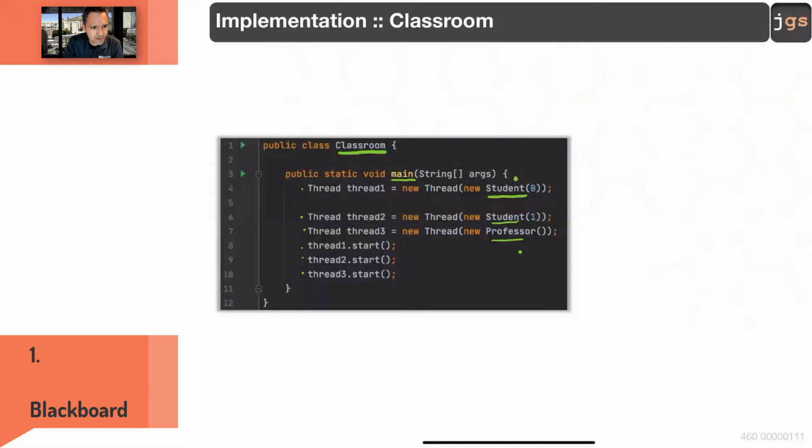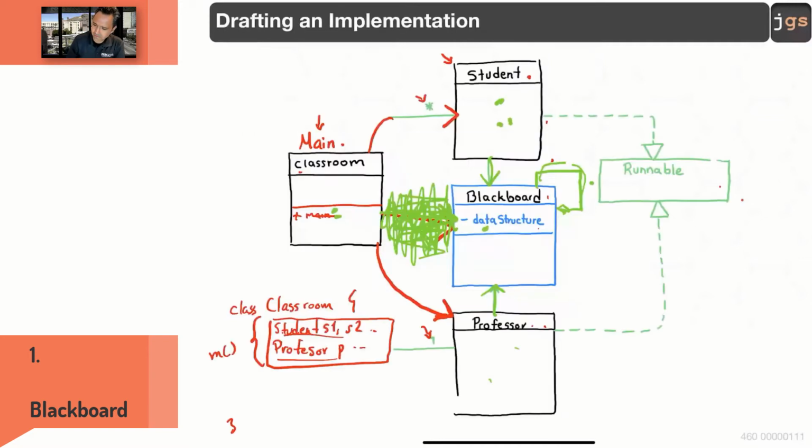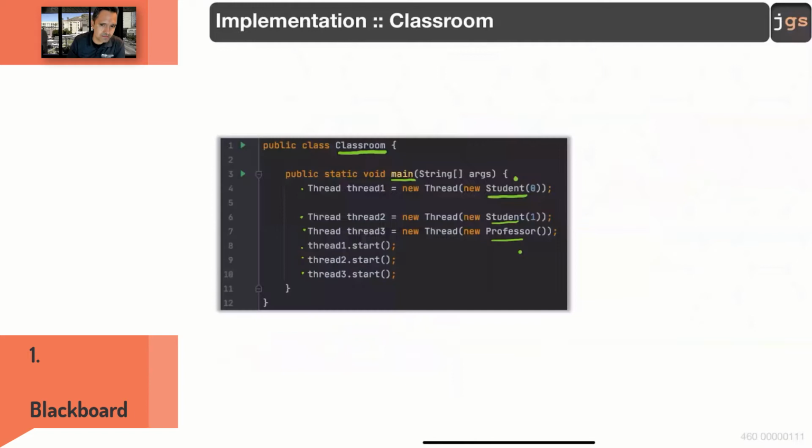3 objects. This connection and this connection. This connection, 1 object. This connection, the asterisk. In my example, that asterisk has value 2, to represent the 2 students. That's it. This one here does not exist. The classroom is not creating the Blackboard because it's going to be a singleton. So this is a question for your exam.